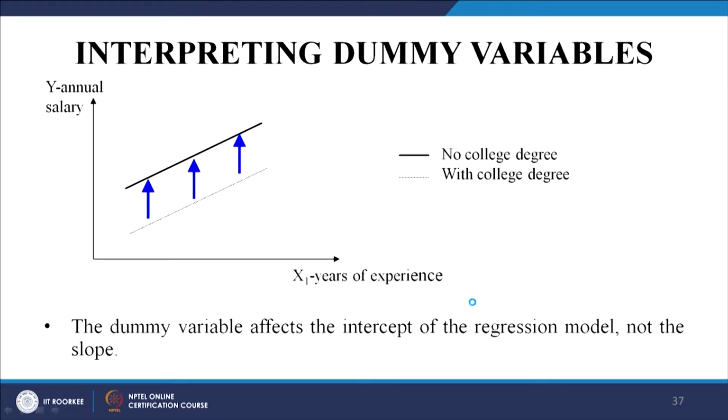So, either it is a 1 or it is a 0, right. So, what it says is, if you draw annual salary and years of experience, for example, with college degree and without college degree, the dummy variable affects the intercept. You see the intercept is affected, but not the slope, the angle is the same. So, the rate of change does not change, but the intercept changes.